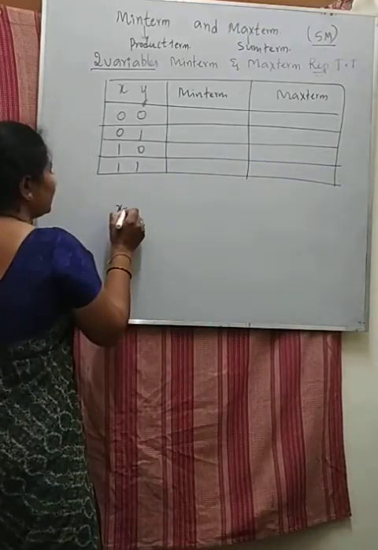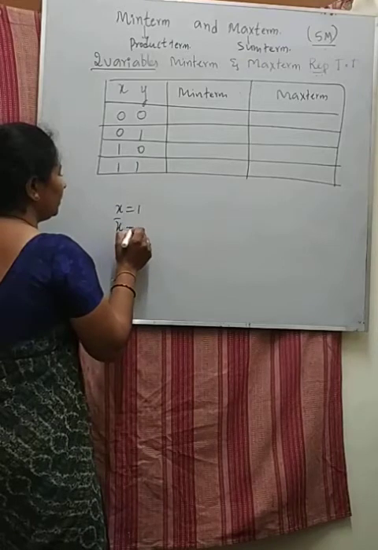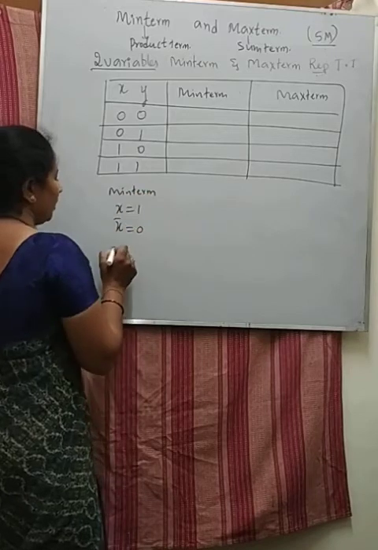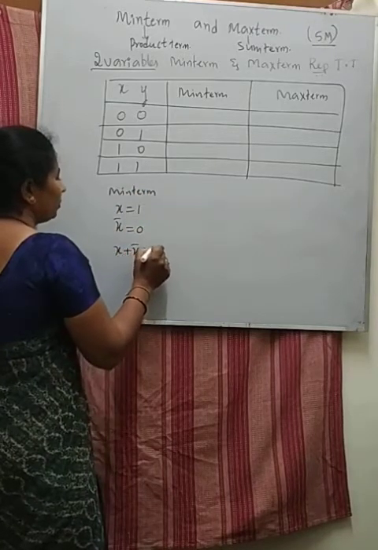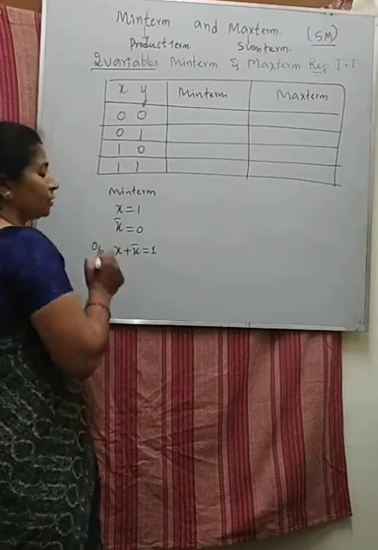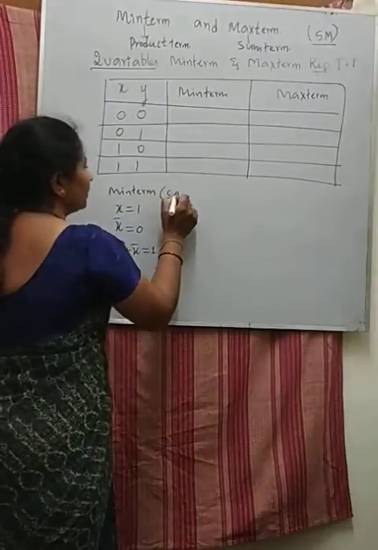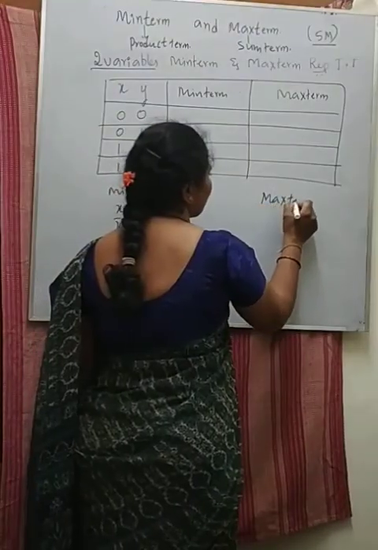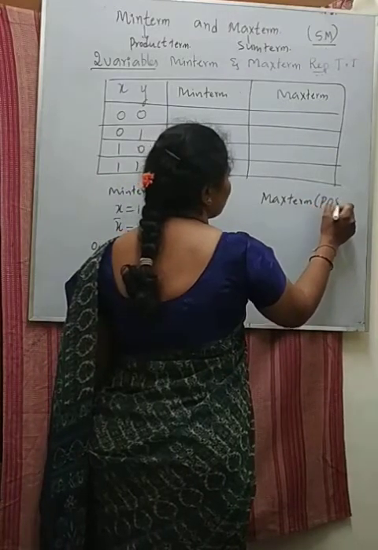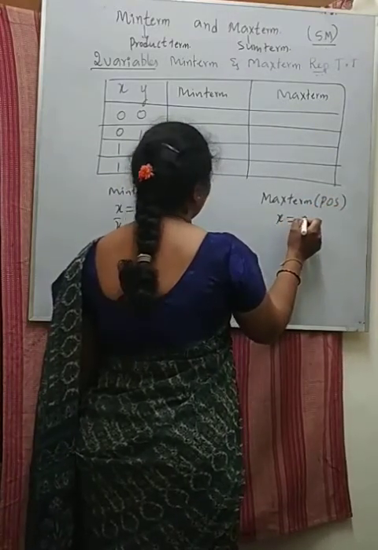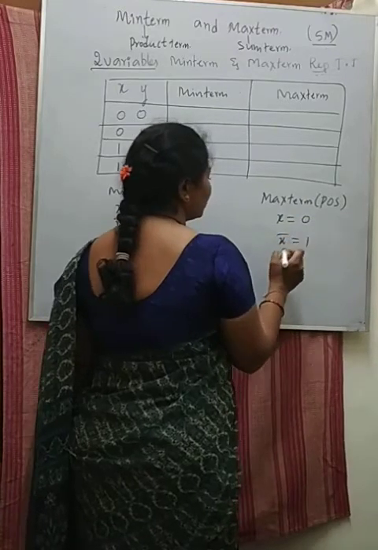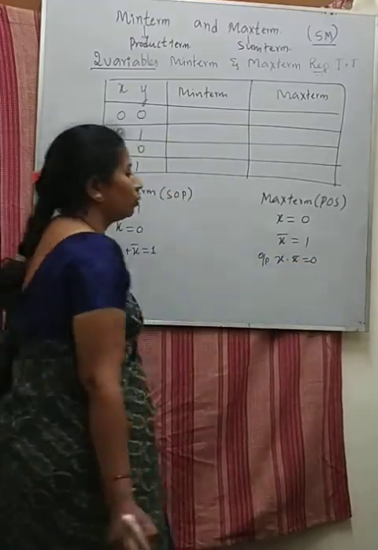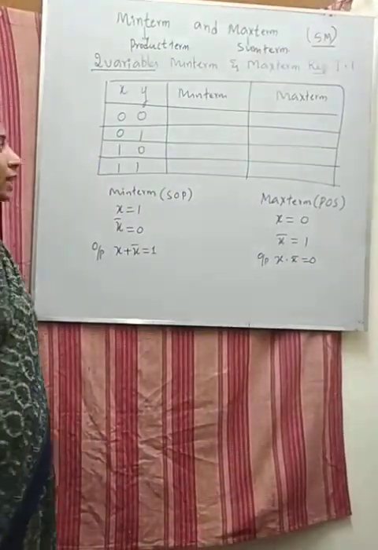In the minterm, x is nothing but 1, and x complement is nothing but 0. And x plus x complement is 1 with respect to our output. Minterm is nothing but sum of products. Maxterm is nothing but product of sums. X is nothing but 0, x complement is nothing but 1, and the output is x into x complement equal to 0. This we discussed in yesterday's class.